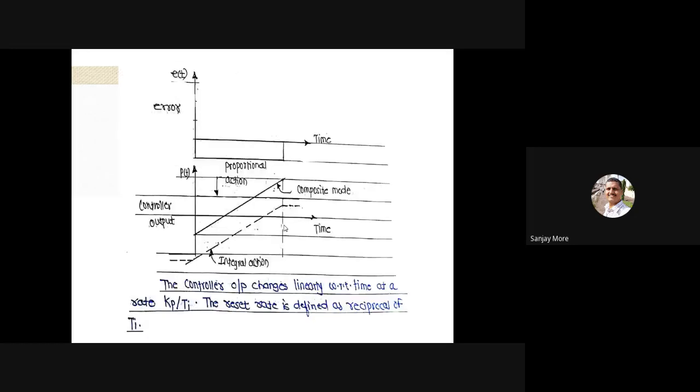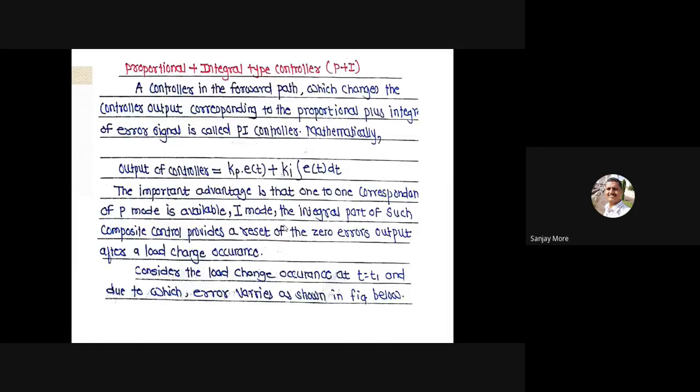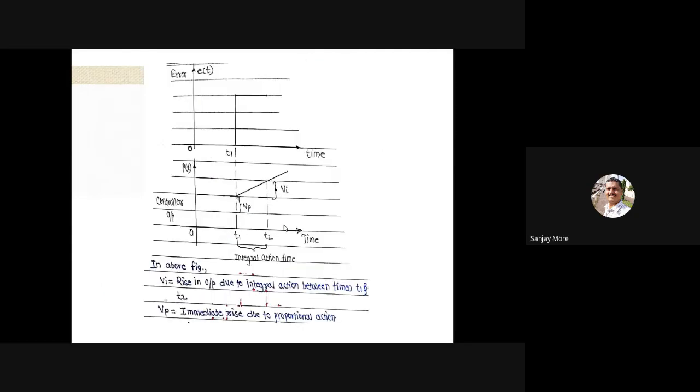So I think this part is remaining. Under the heading proportional plus integral type controller, write down proportional plus integral type controller, in bracket PI controller, draw these two graphs, and write down these two sentences, Vi and Vp.